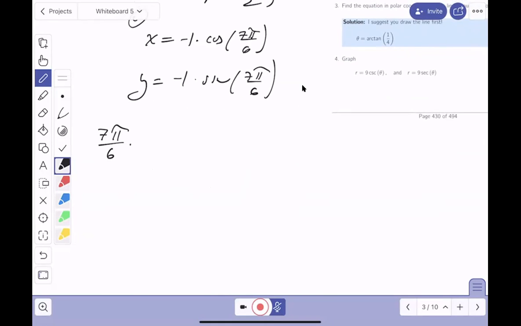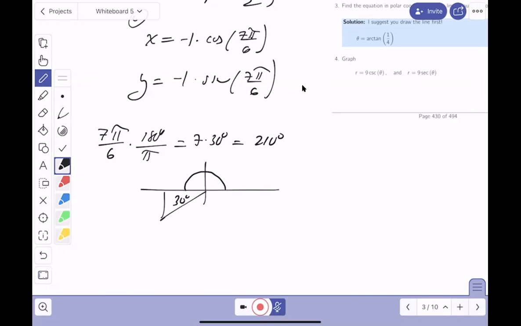Convert this to a degree, and I want to get the reference triangle for you. So that cancels off, you get pi, that's 7 times 30 degrees, which is 210 degrees. So why would I do that? I want to visualize it. That's 180. The reference is 30 degrees. So I'm going to write down the triangle for you. This would be 1, this would be root 3, and that would be 2.